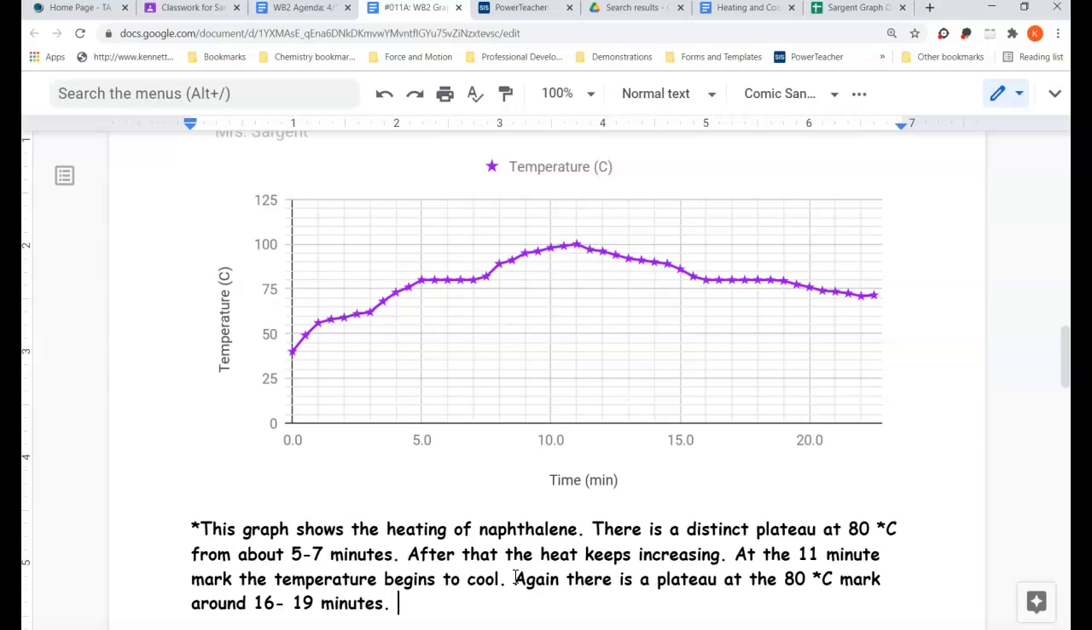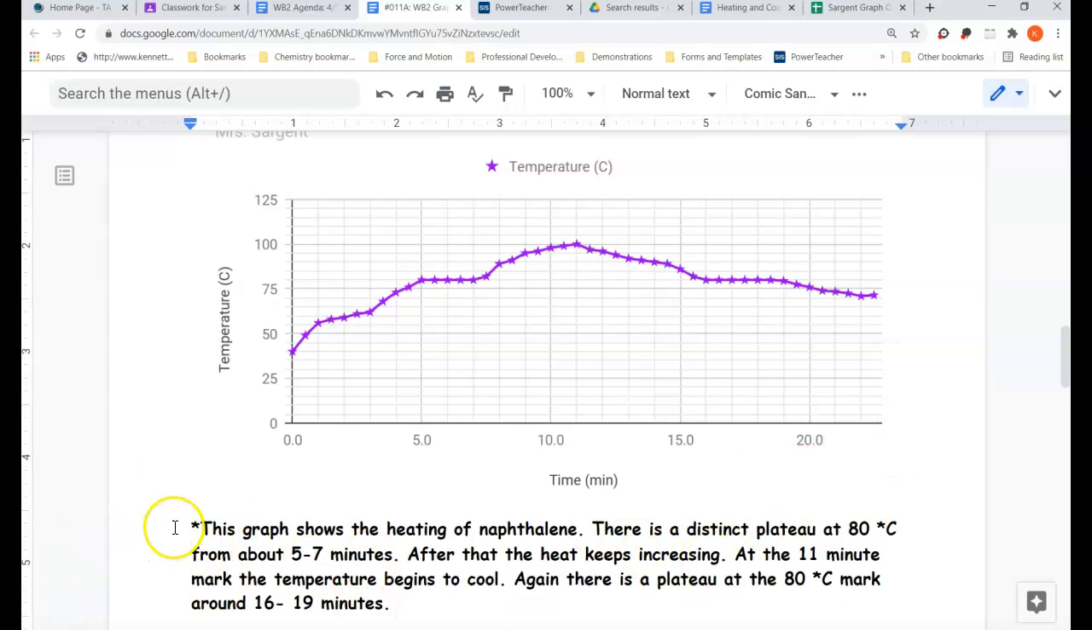Okay, so that pretty much describes what we're seeing. We're seeing the heating of naphthalene. There's a distinct plateau at 80 degrees at 5 to 7 minutes. After that, the heat keeps increasing, and at around the 11-minute mark, temperature begins to cool, and again, there's a plateau at the 80 degrees Celsius mark around 16 to 19 minutes. And that is pretty much a nice summarized statement of what the graph is depicting or showing.